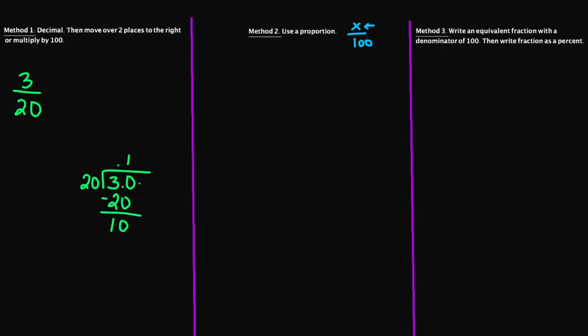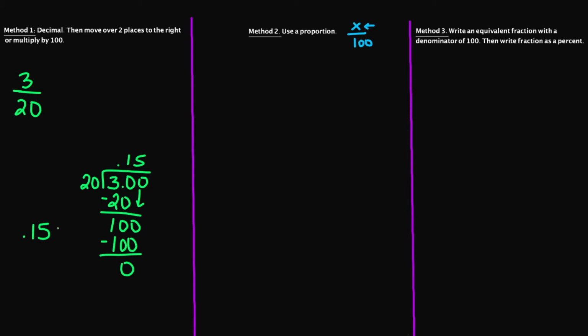20 goes into 10, it doesn't go. So I'm going to add a 0, bring that down. 20 goes into 100 5 times. 20 times 5 is 100. 100 minus 100 is going to equal 0. As a decimal, we have 0.15.